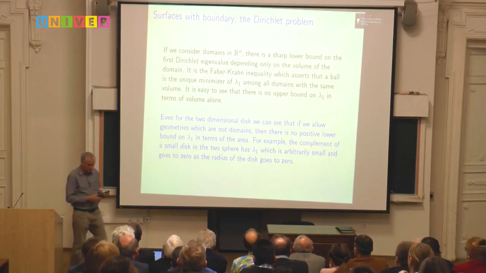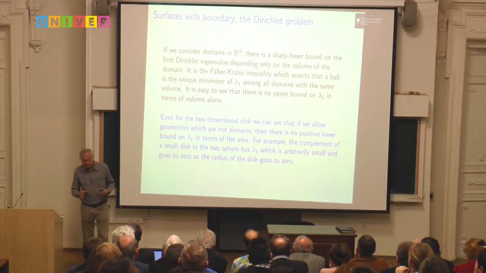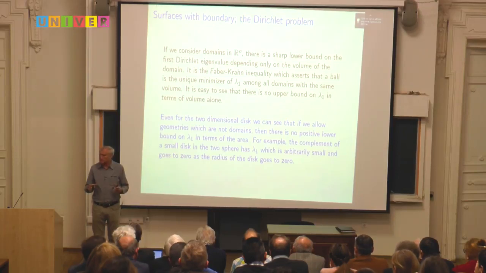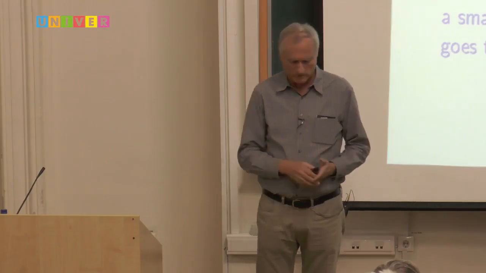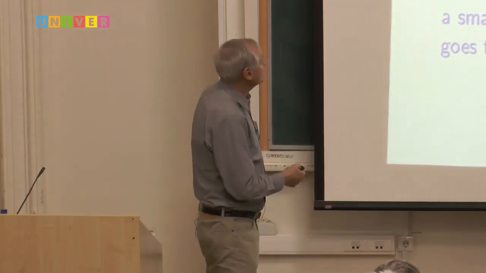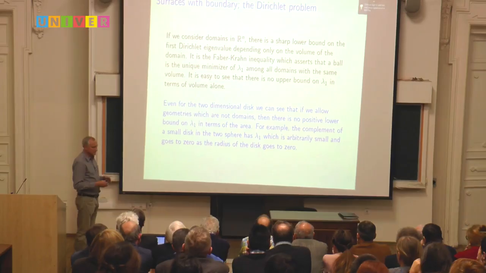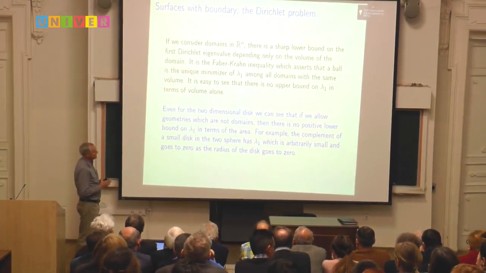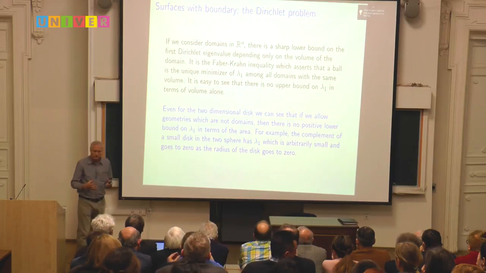But if we ask this question, I'm interested really in a geometric setting. So I'm interested not just in domains in Rn, but I'm interested in arbitrary manifolds, arbitrary metrics on a manifold with boundary. And if we ask that question, then it's quite easy to see that there's no generalization of the Faber-Krahn inequality if you don't impose some geometric restrictions.